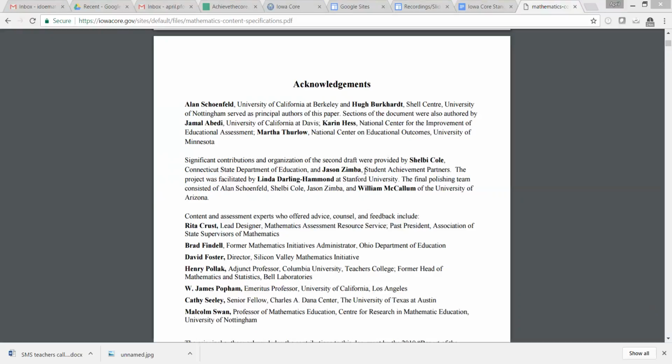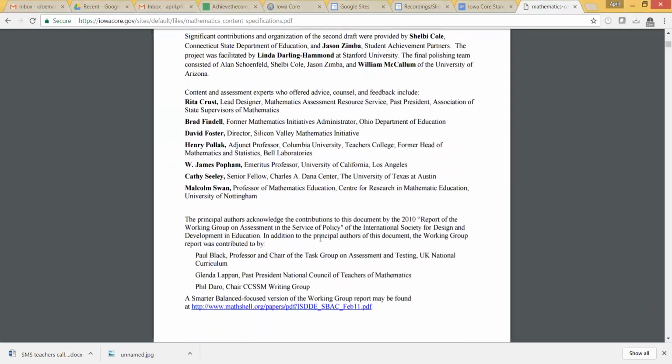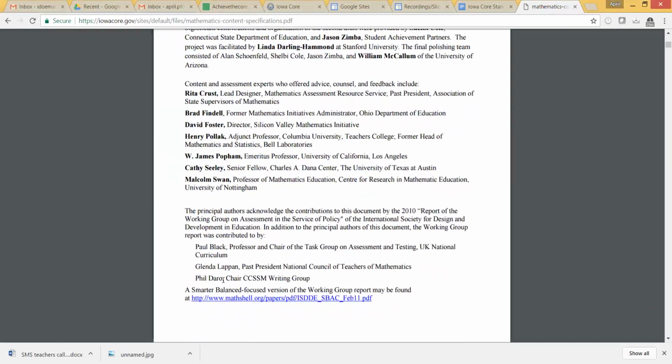Also, there's Jason Zimba from Student Achievement Partners, who was one of the leads for writing the math standards, and Bill McCallum. And let's see who else we have here that some of us online might know. Phil Daro was also another lead. All these national experts got together and they worked on this.